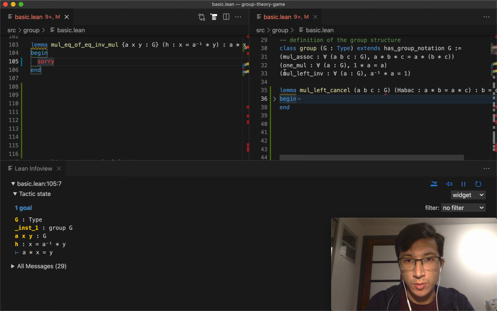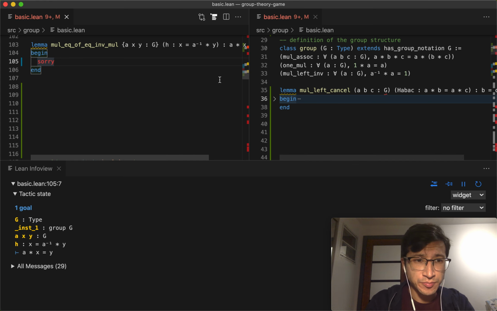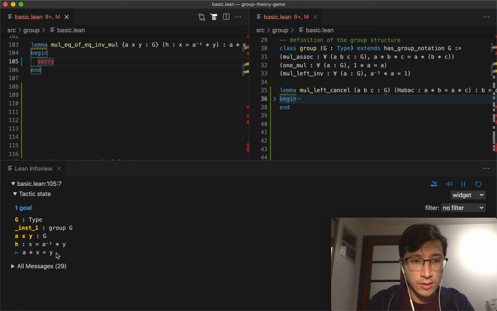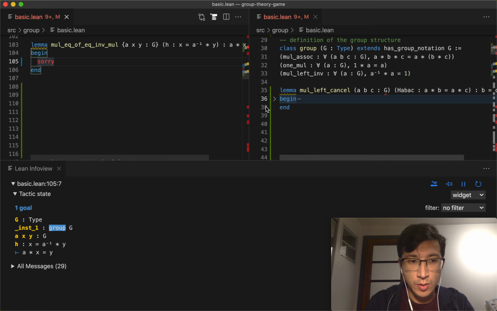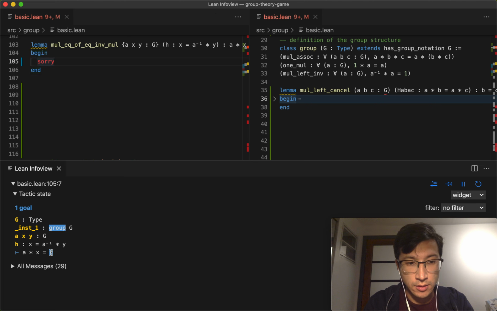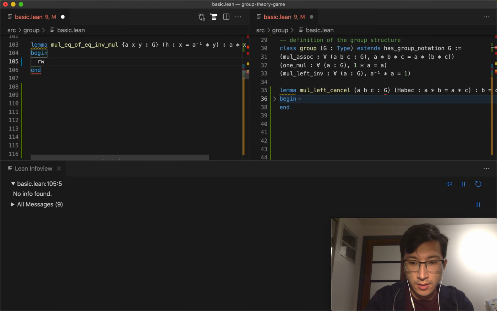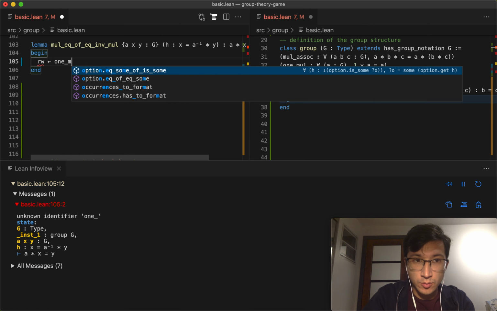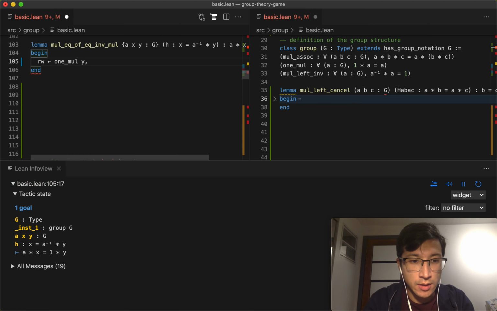Mul_assoc, one_mul, mul_left_inv, and we also have a lemma we proved earlier called mul_left_cancel. So how would we go at proving this? Right now we can't use mul_assoc because we don't have any of these patterns showing up. We could use one_mul applied in the left direction and get the y to become 1 times y. So if we try that, applied in the left direction, one_mul with argument y.